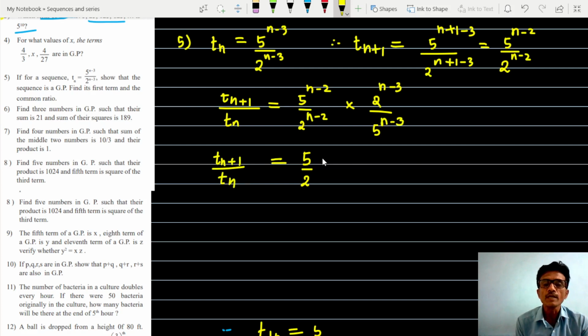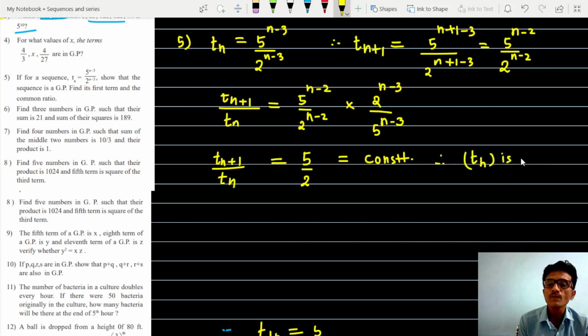That means this Tn plus 1 upon Tn is what? Constant. It is free from n. So this is constant. Now as this ratio is constant, therefore what did we infer? Therefore this sequence Tn is in GP. If the ratio is constant, then the sequence is in what? GP.